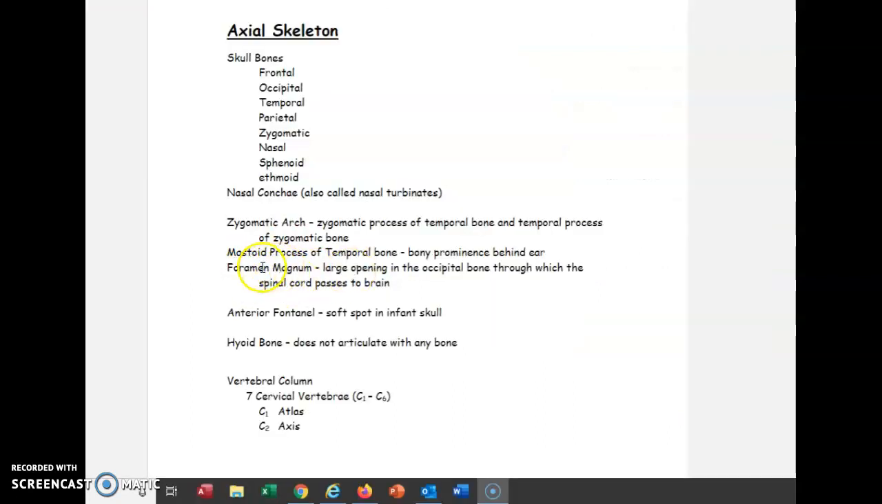Okay, we already mentioned the foramen magnum, that large opening in the occipital bone, and again, that's where we can define the difference between what's considered spinal cord and what's considered brainstem. Everything above that hole is considered brainstem until it becomes the other parts of the brain. Everything below that hole is considered the spinal cord.